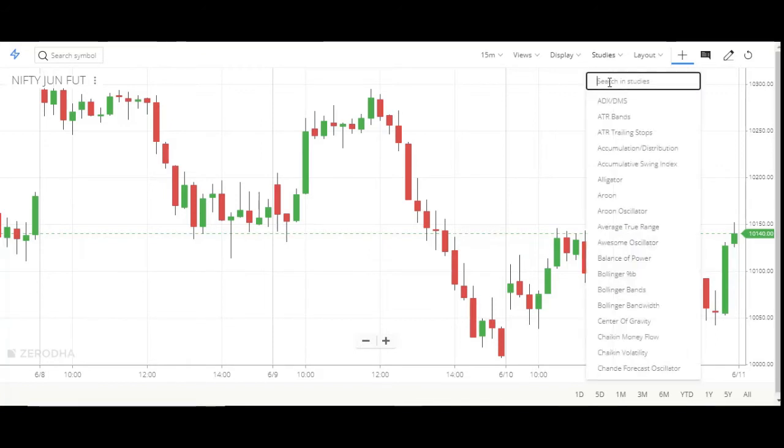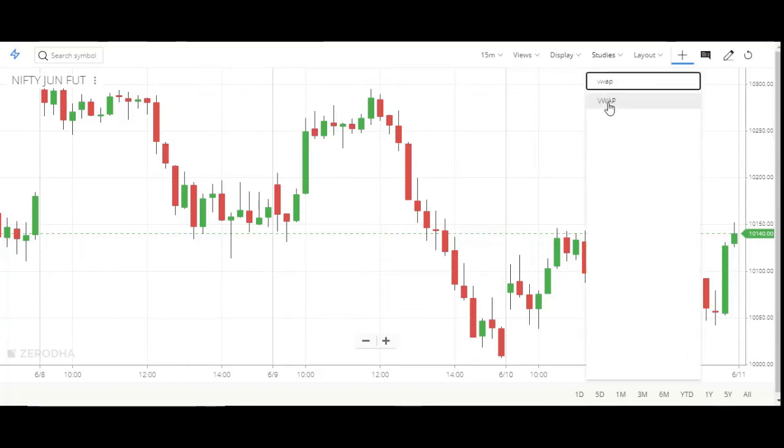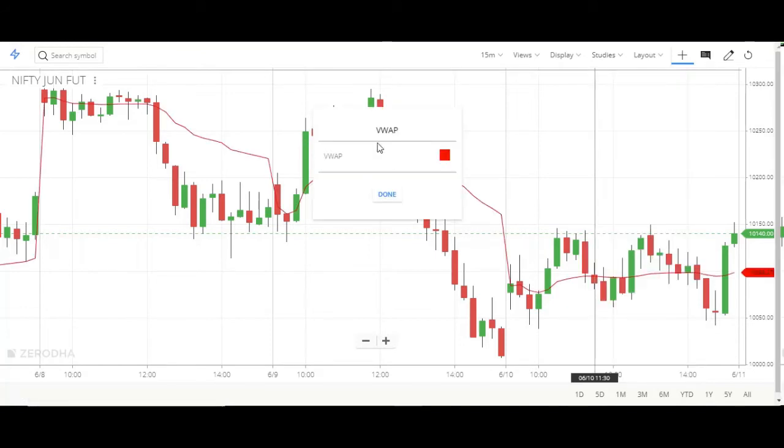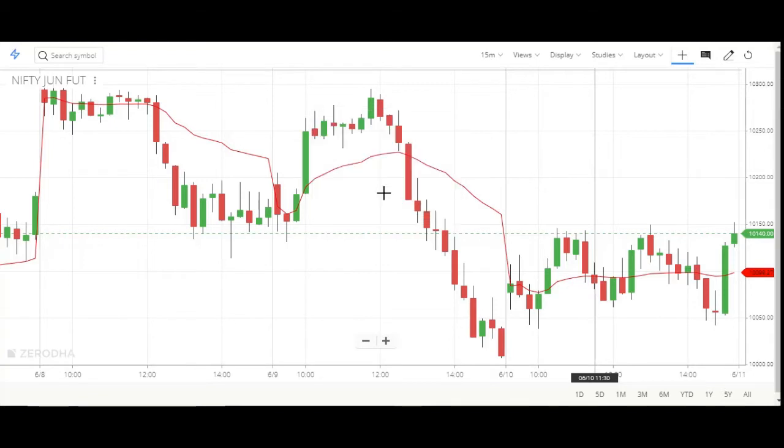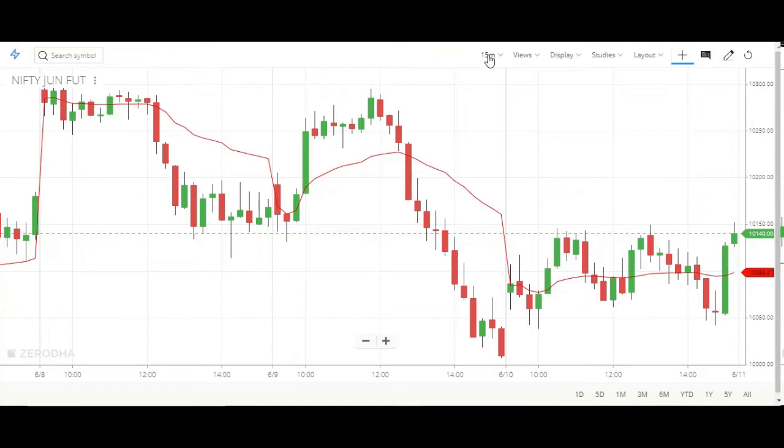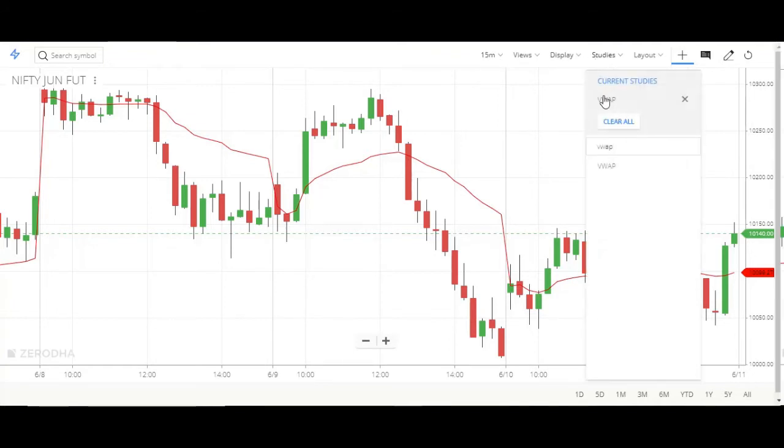I'll be using the VWAP. VWAP is nothing but the volume weighted average price. Based on the volumes and the price movement, it will calculate the average price. This is the VWAP indicator, and I'll be choosing the 15 minute candle. Then I'll be using the Supertrend indicator.